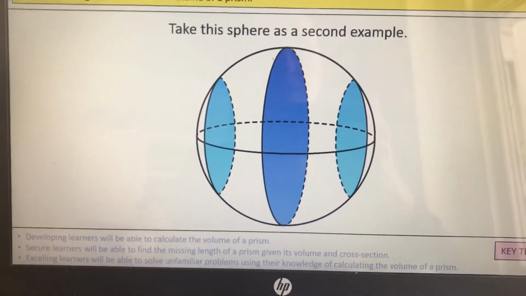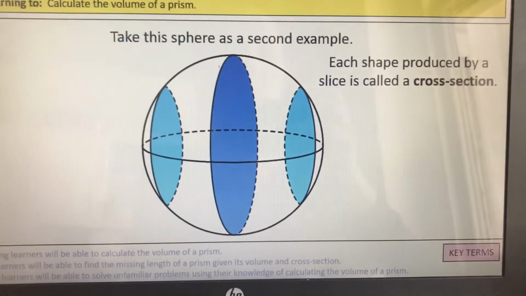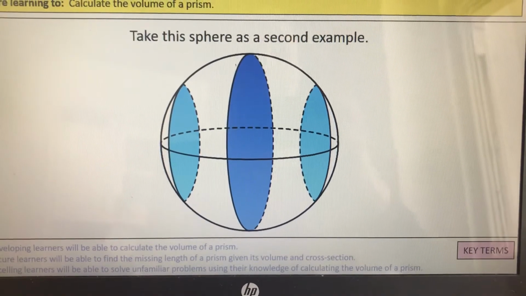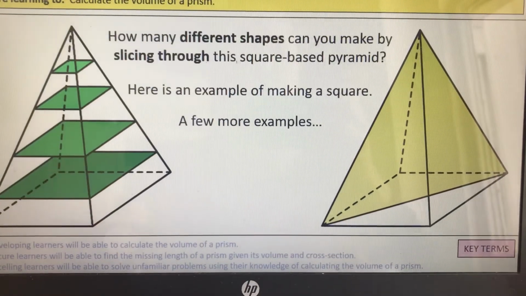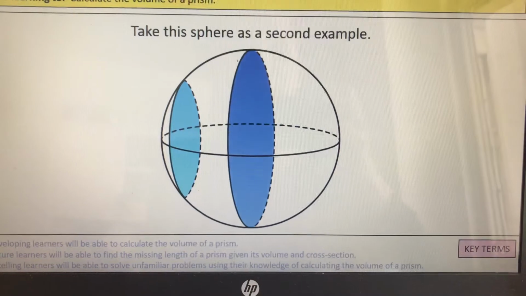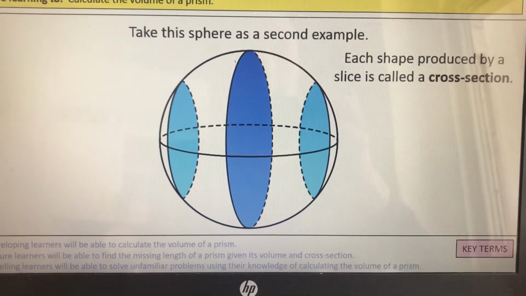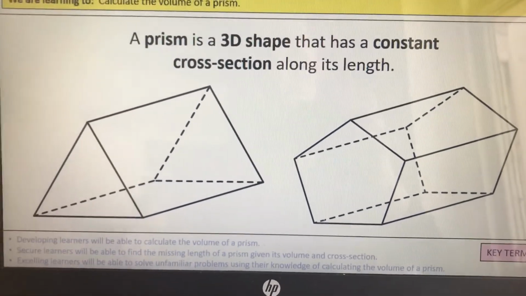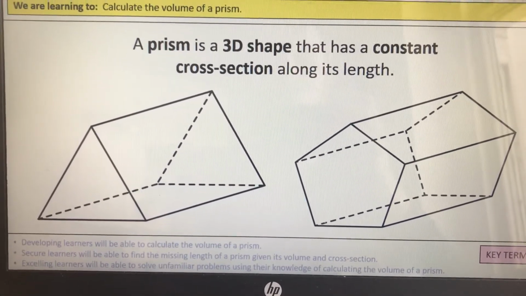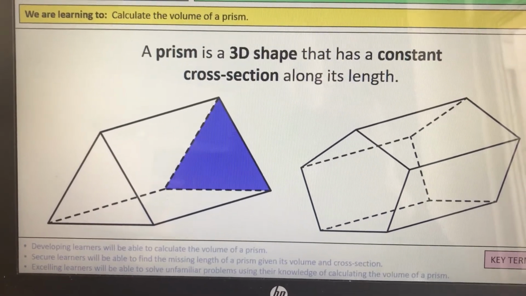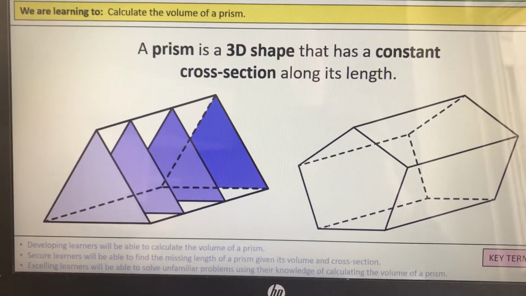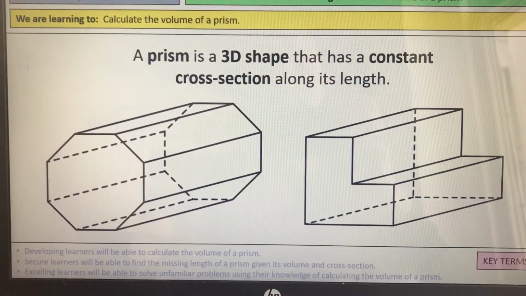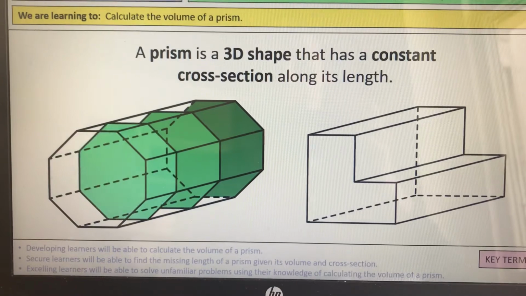Now these slices have a fancy name. This is called the cross-section. And what you'll notice in the shapes that you've seen is that all the different slices were different shapes. That is something that makes prisms very exciting, because these are both prisms. They are 3D shapes that have a constant cross-section. That slice is the same throughout the shape. That is true for both of these prisms and for these prisms here.